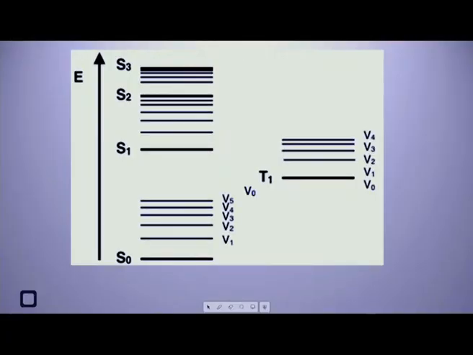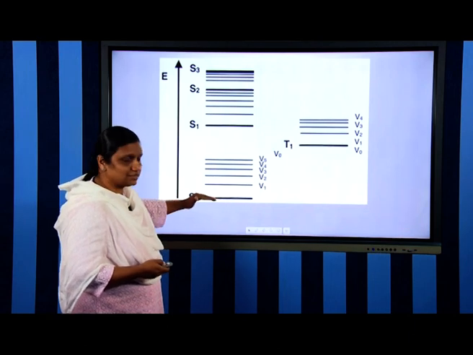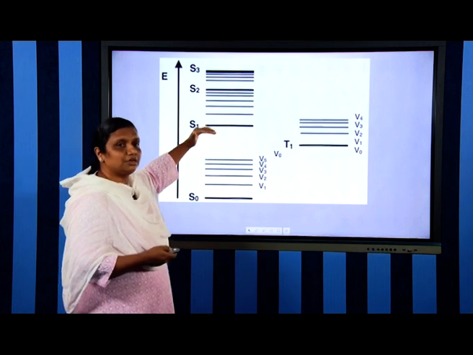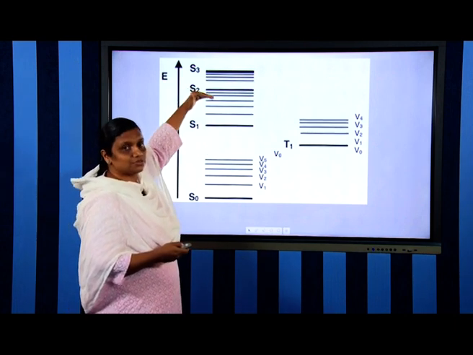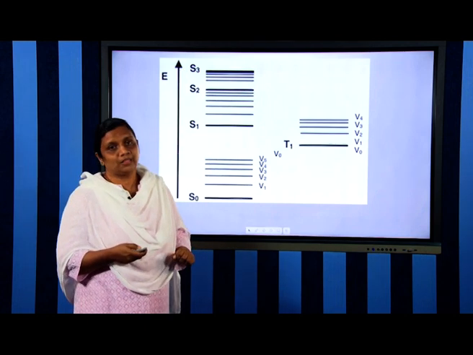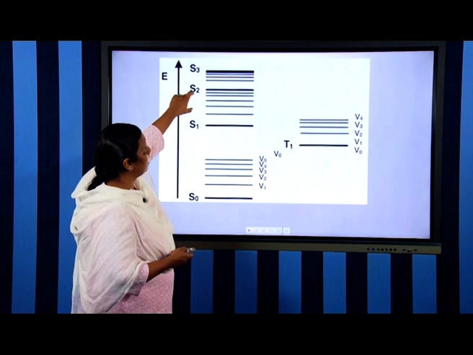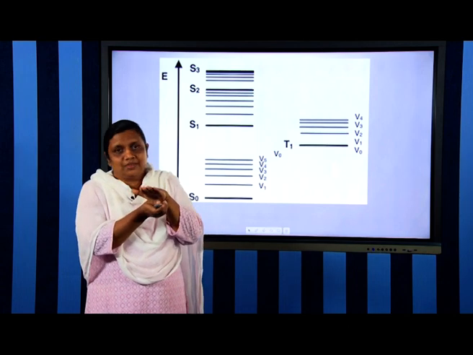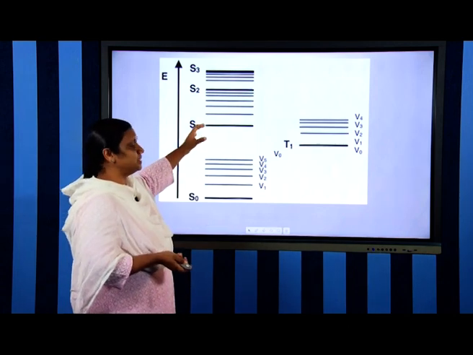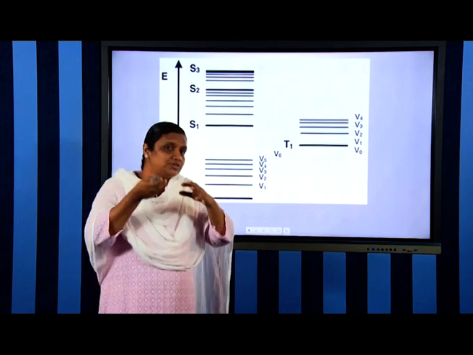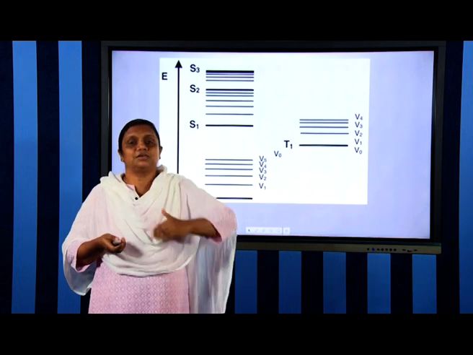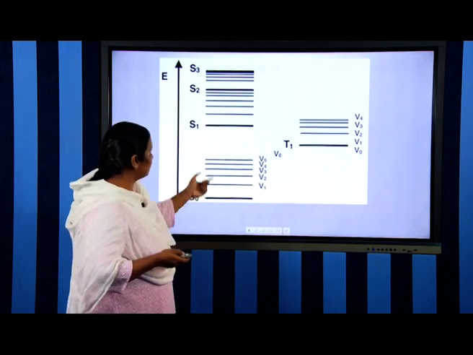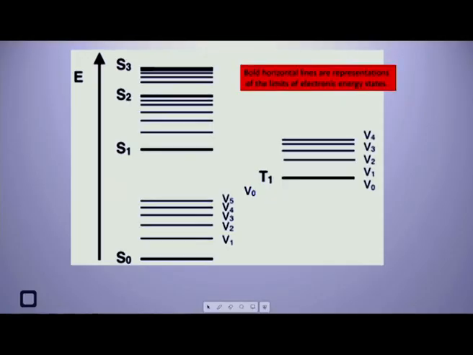Here we have the various electronic states, as I mentioned earlier. You have the lowest electronic state S0, then the singlet excited state S1, the next higher S2, then S3, and it can go on. As you move to higher electronic states, the energy gap between the electronic states becomes less. The energy gap between the ground state and the first excited state is more than the gap between the first and second excited electronic states. And within each electronic state, you have the vibrational levels.